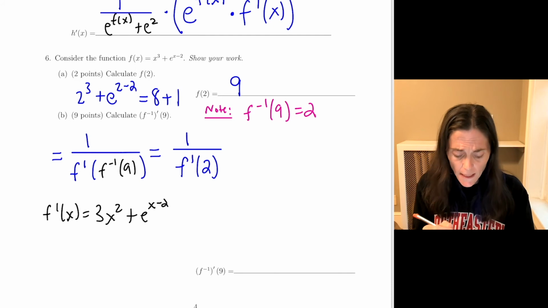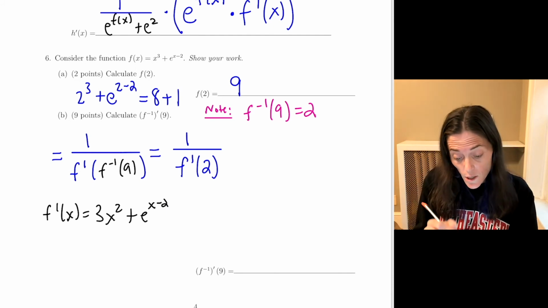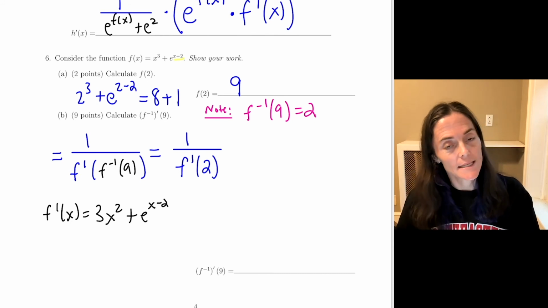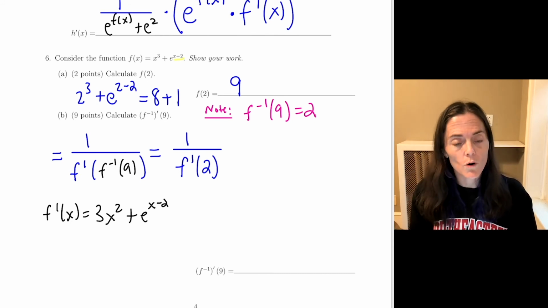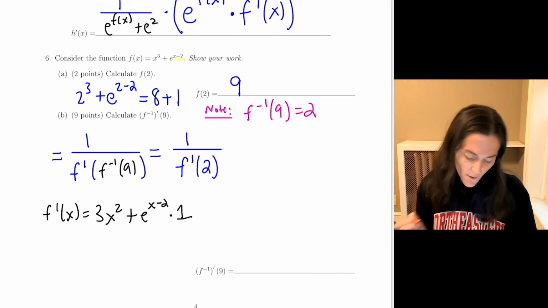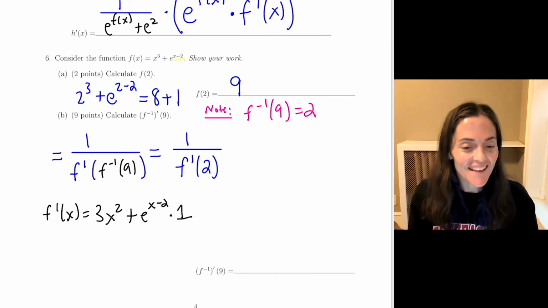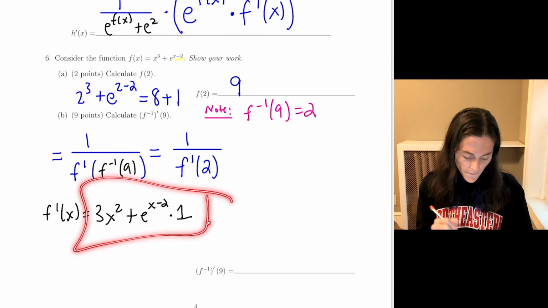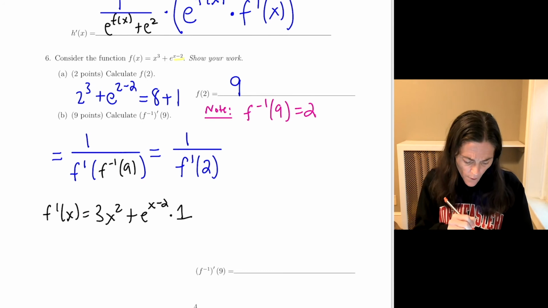Now, technically, to differentiate this part, you see we have this function up inside the exponent of e, which is more than just an x. This would be chain rule. However, the derivative of the inside function is just 1. So whether or not you write the times 1 or not is fine. But this is the case. This is the derivative. Now we need f prime of 2.